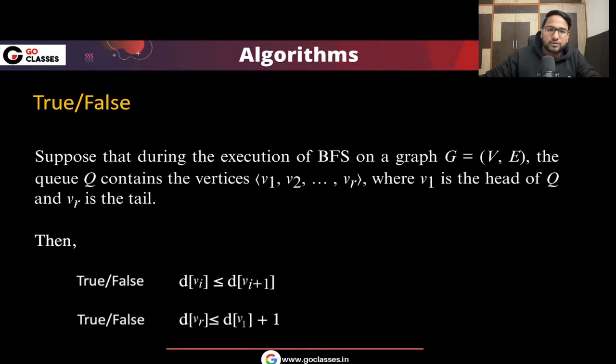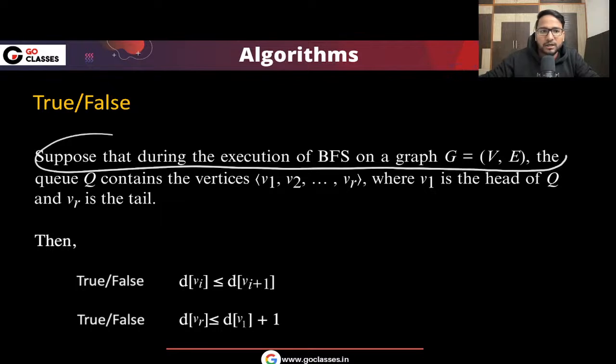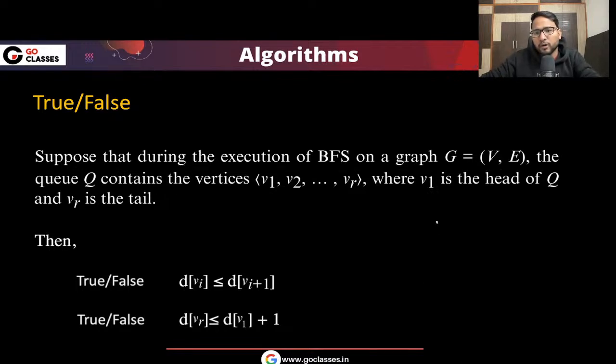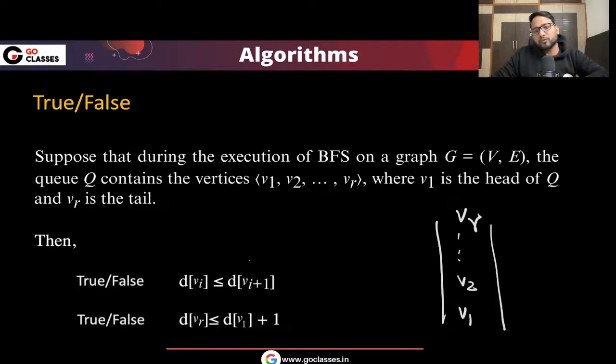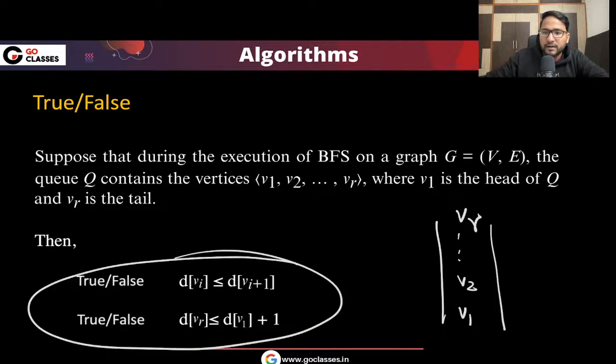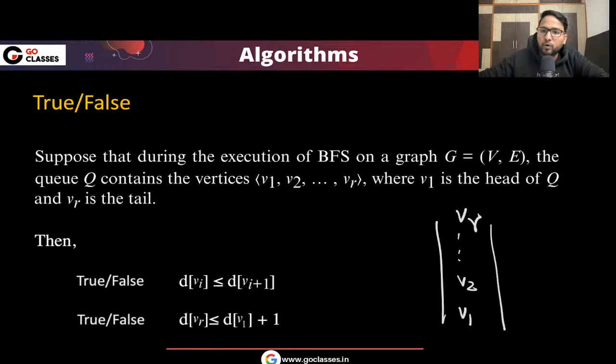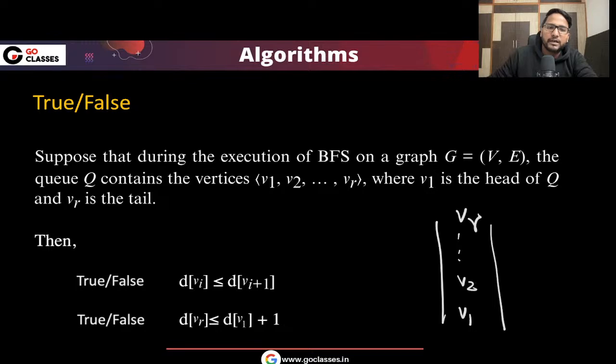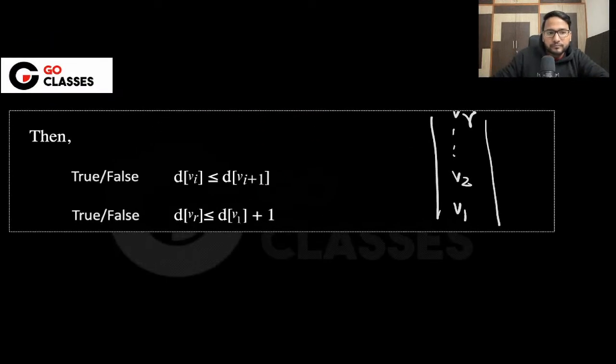Now let's just solve this question. Suppose that during the execution of BFS, the queue contains these vertices. They are saying there is a queue which contains V1, V2, currently V1 to VR, and V1 is the head of the queue. Then what can you say about the distances? So is this true? That's what they're asking. Interesting question. Tell me.